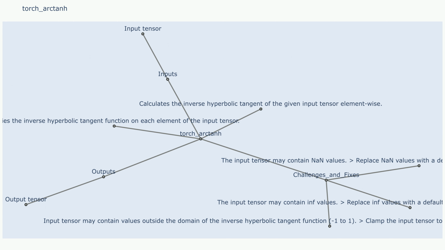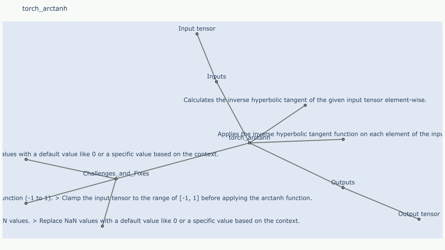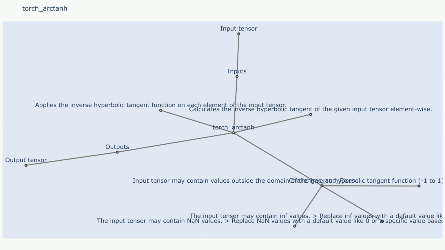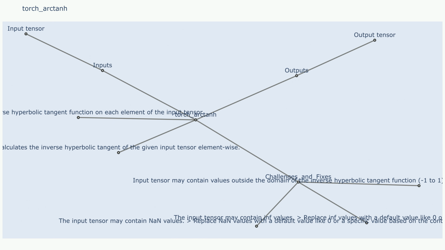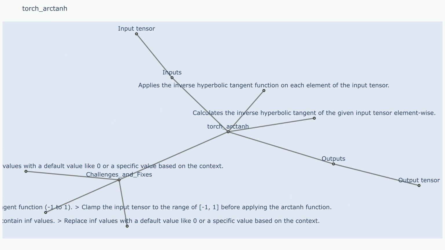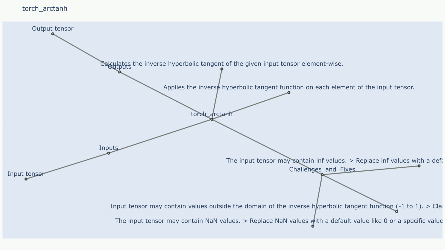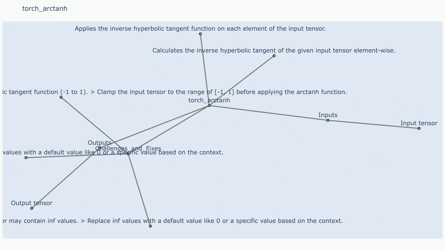Challenge 2. Input tensor contains values close to 1 or -1. Sample use case that resulted in challenge 2. Values very close to 1 or -1 can lead to numerical instability and result in inaccurate or imprecise outputs. Fixes to challenge 2. Use the torch atanh function instead of the torch arctanh function when dealing with values close to 1 or -1. The torch atanh function is more numerically stable and provides more accurate results for values near the edges of the domain.